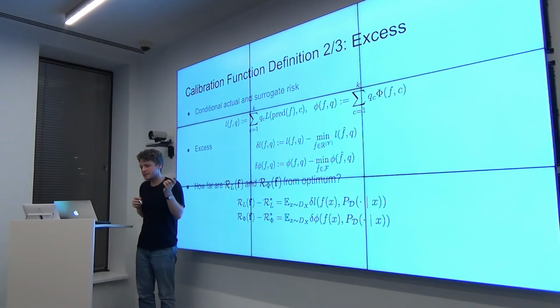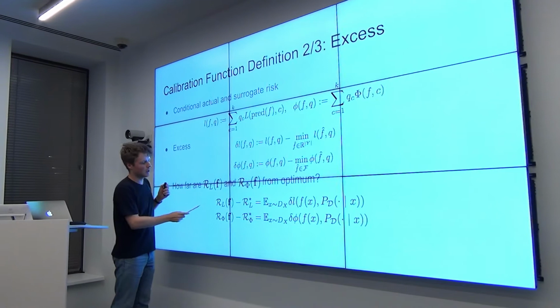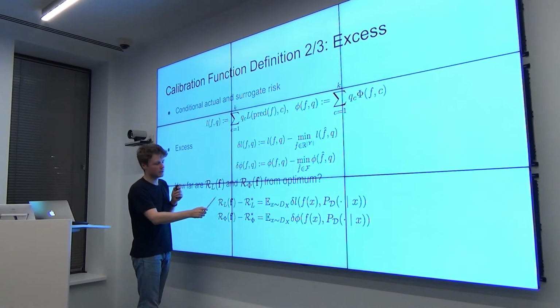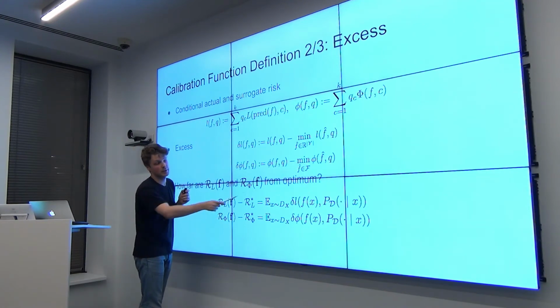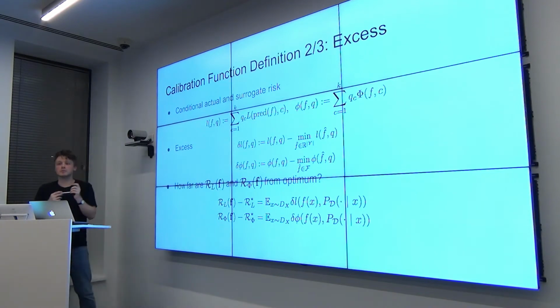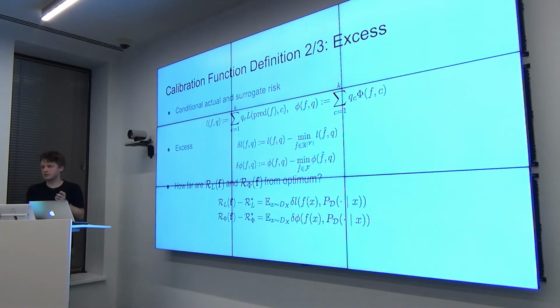So these excesses can help us to compute the excess of expected risk for the loss function and for the surrogate loss function, just like this. We can't just exchange minimum and expectation because they are in different sets. So this is all for step 2. Any questions?